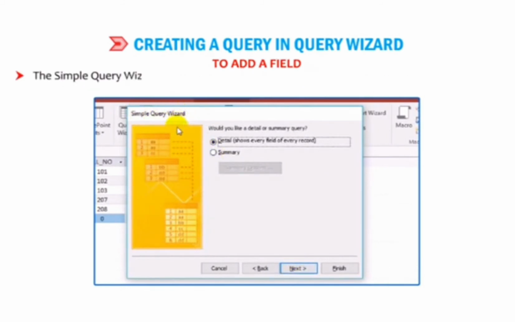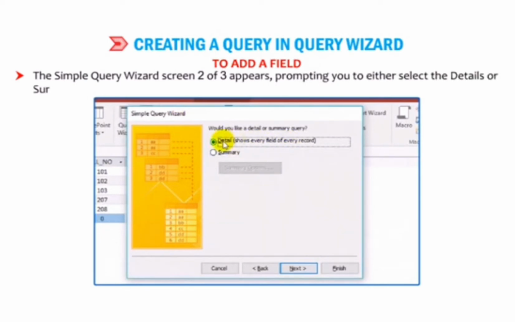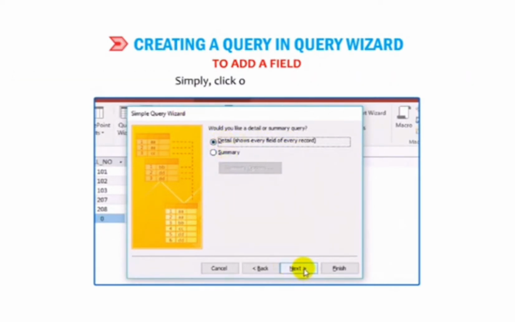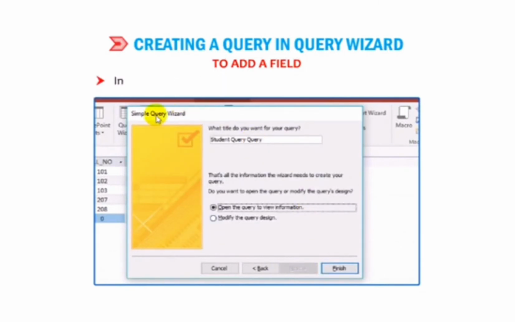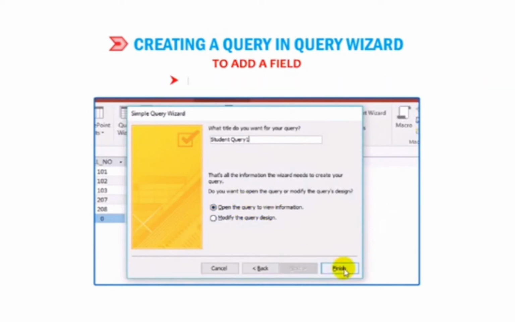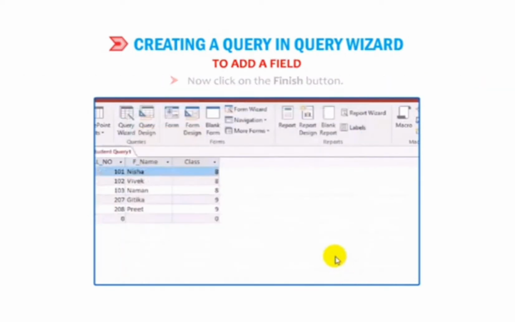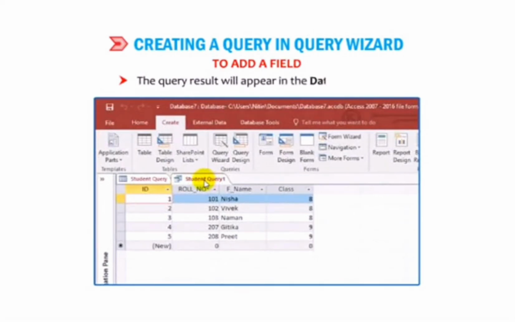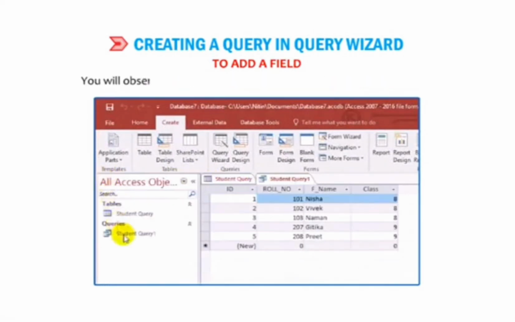The Simple Query Wizard screen 2 of 3 appears, prompting you to either select the details or summary query. Simply click on the Next button. In the next step, Simple Query Wizard screen 3 of 3 appears. Enter a new title for your query. Observe that the Open the Query to View Information radio button is selected by default. Now click on the Finish button. The query result will appear in the datasheet view. You will observe that the query name is visible in the navigation pane.